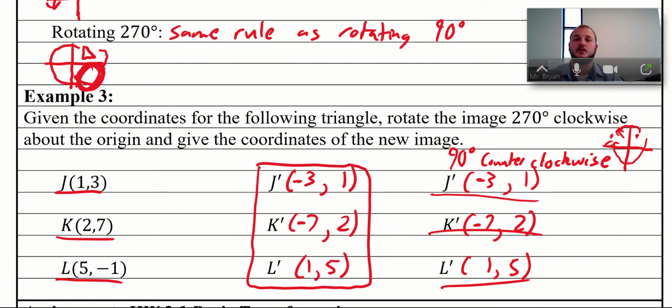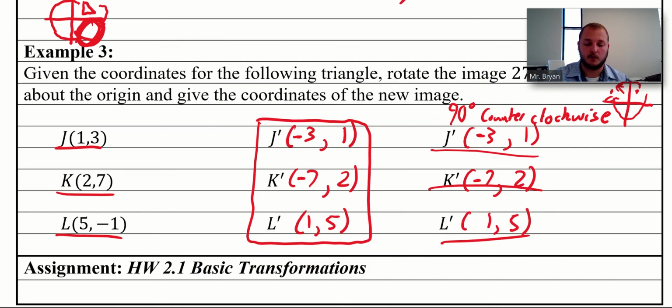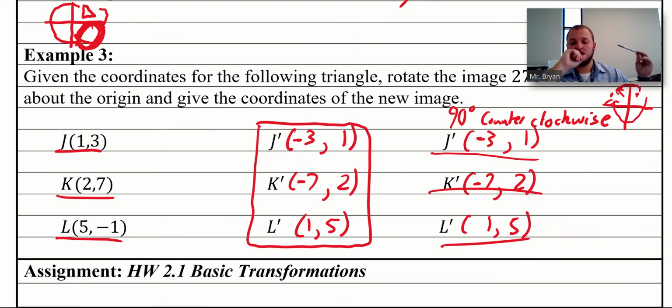So whichever one makes more sense to you, that's what I want you to use. Whether you just go 270 like normal, or you go 90 degrees the other direction if that is simpler to you. Okay, so that is all the rules with these 3 main transformations. We'll talk about one more later on towards the end of the unit, but these are the basic 3 that we want to get down.